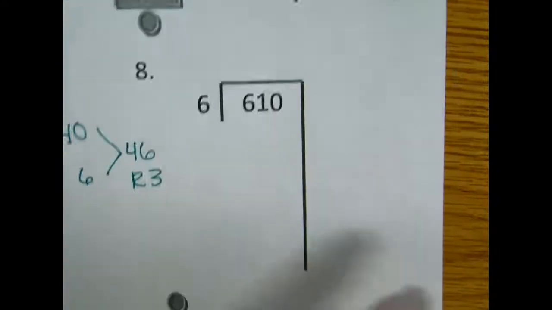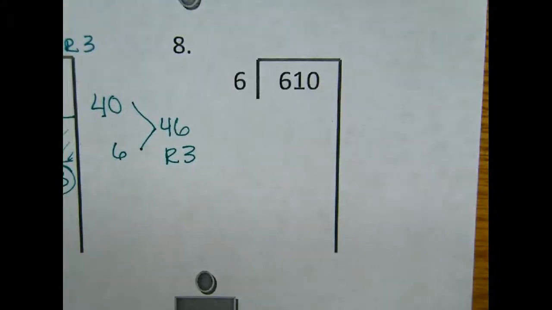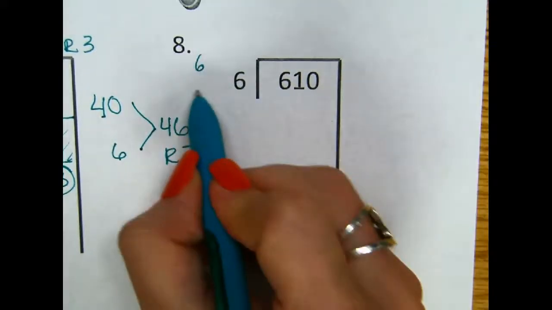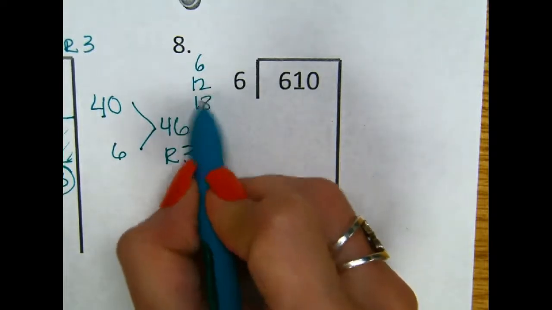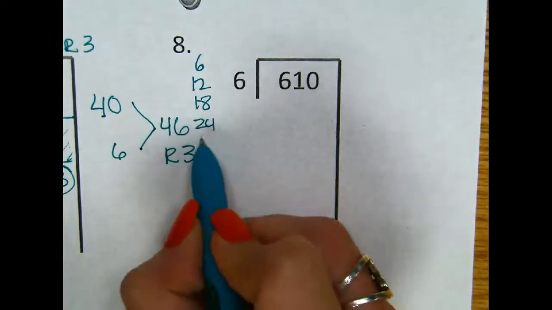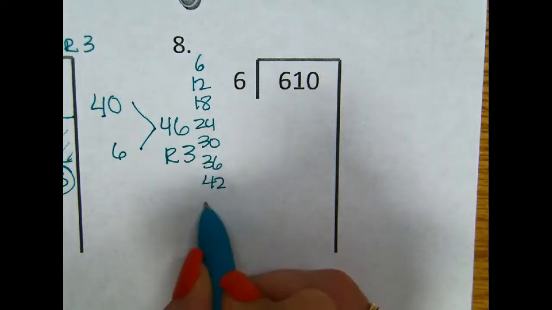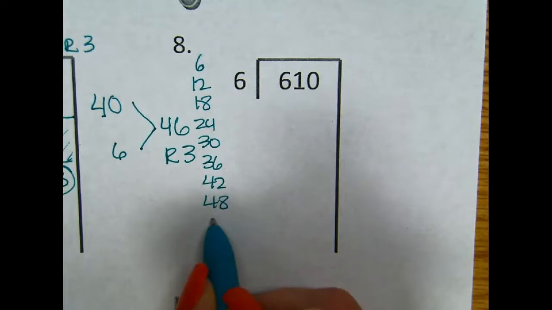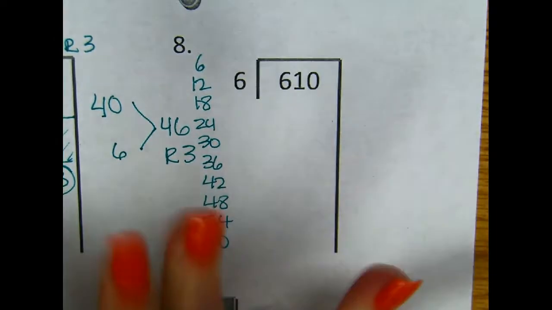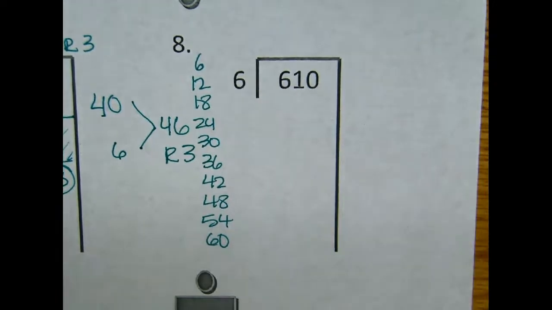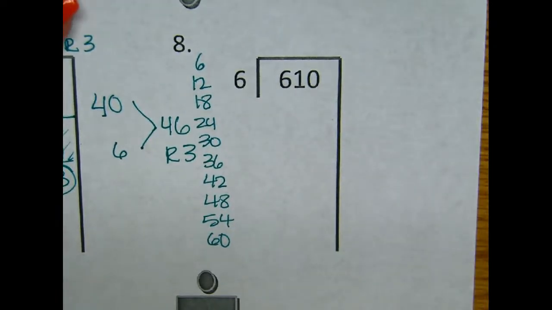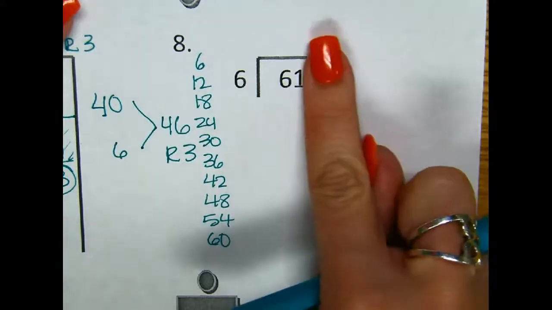Excellent. Okay, so now tell me what to do. Write your multiples. Okay, so what are they? 6, 12, 18, 24, 30, 36, 42, 48, 54, 60. Very good. Now stop. Good. Now what do I do? Cover up the first digit. Cover up the third digit.